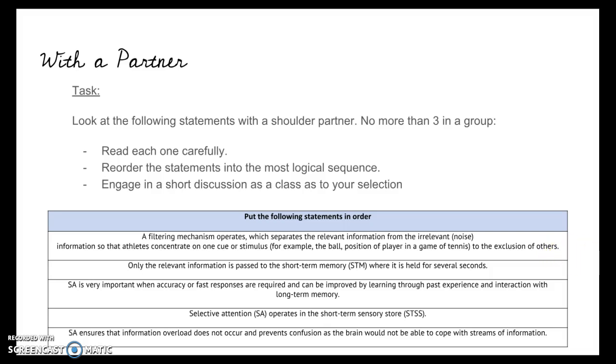Now that you have had a conversation, see if you can look at the following statements and put them in a logical order. Once you've done that, as a class, share with other groups what you chose, why you chose it, and if it makes sense or not. Feel free to debate as you go along. You can pause the video here if you so choose.